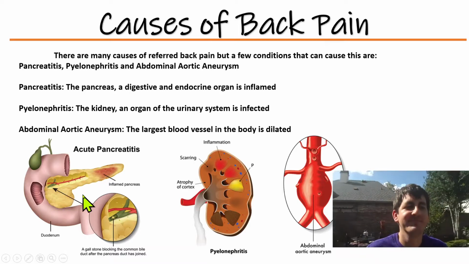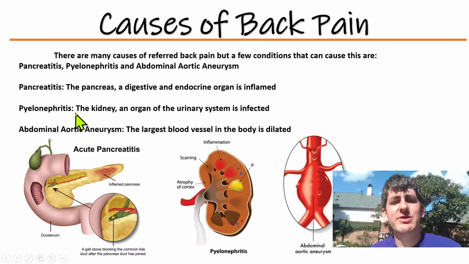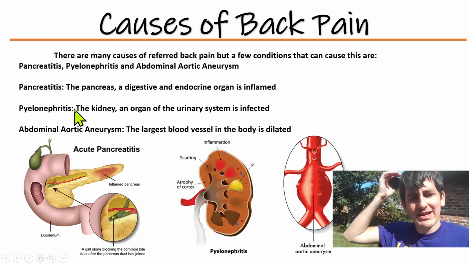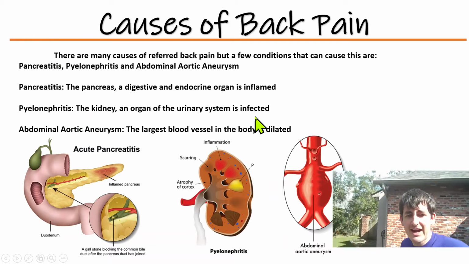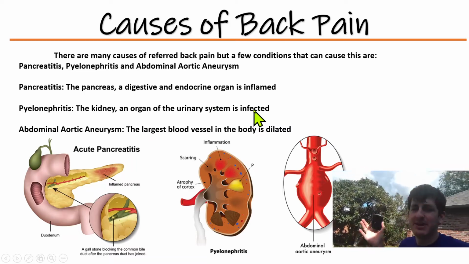Anyways. Acute pancreatitis down here is where the pancreas, the digestive and endocrine organ, is inflamed. And pyelonephritis is where the kidney, an organ of the urinary system, is infected.